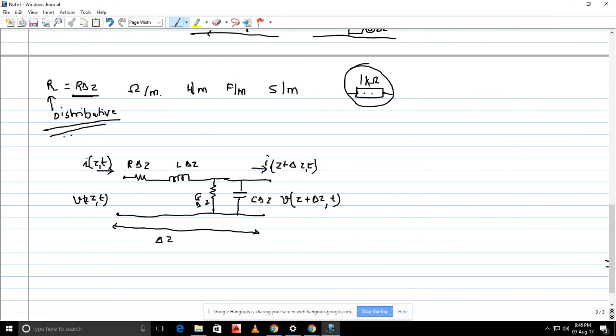Now I need to analyze this circuit. We can apply KVL and KCL. You have one node. We know that there is no variation of phase along this segment, because the segment is as small as possible. So these two nodes will have the same potential, which is V of z plus delta z comma t, but this potential and that potential will not be the same.